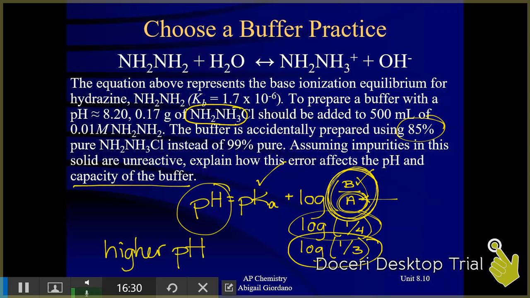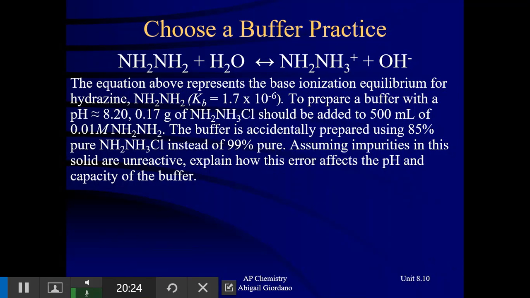Okay, you can always plug in fake numbers to sort of prove your logic here. So if the ratio of base over conjugate acid was 1 over 4 and now it's 1 over 3, log of 1 over 3 is not as negative a number as log of 1 over 4. Taking the pKa and adding it to a not as negative number is going to result in a higher pH. The result of this mistake the student has made is going to result in a higher pH. I know that was a little bit tricky.